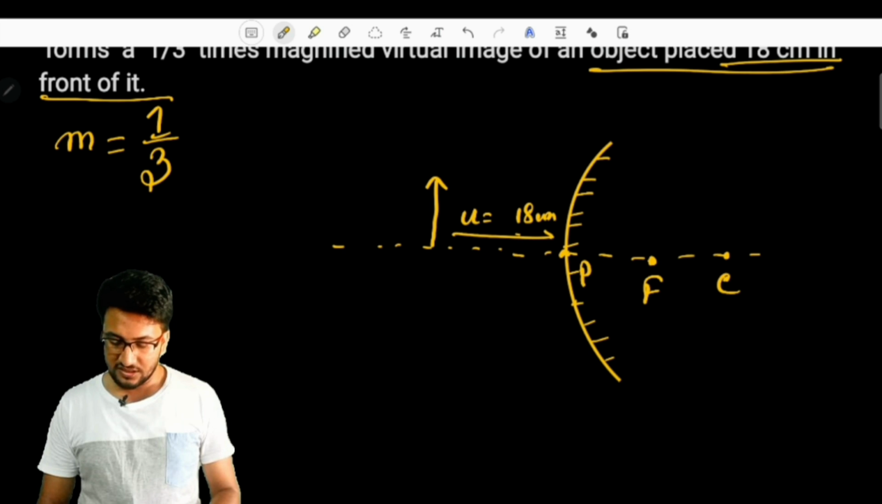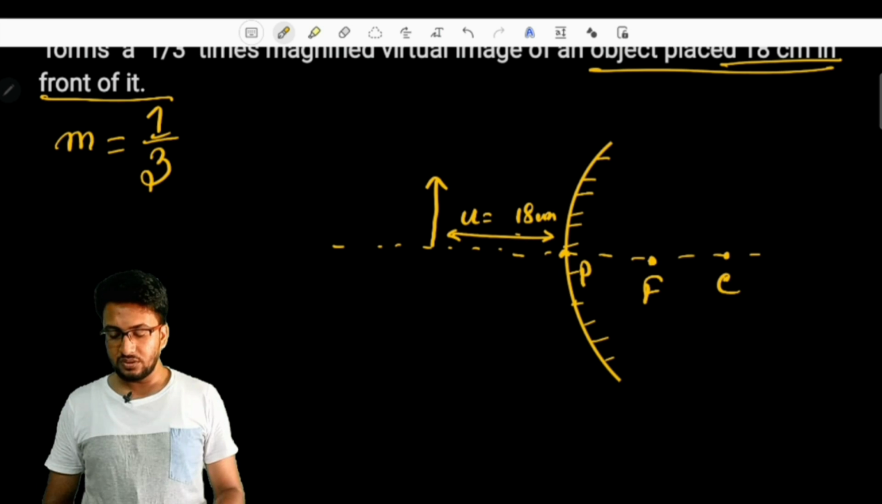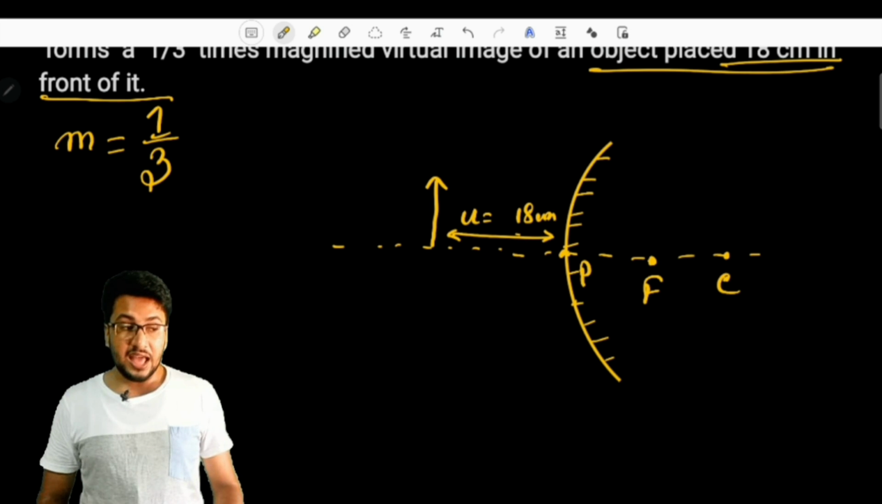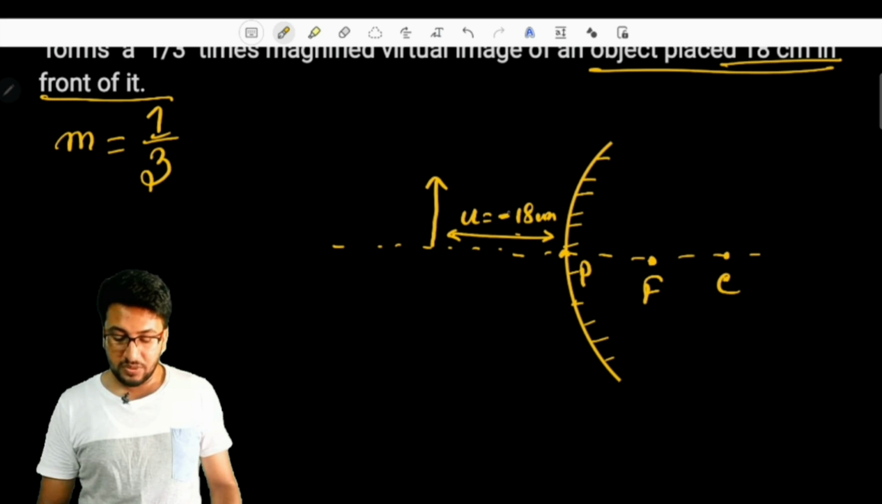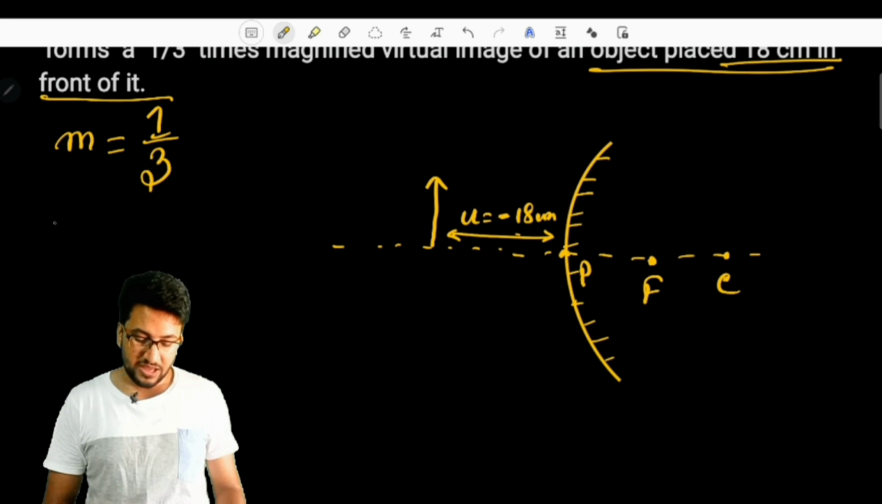It is already supplied, okay. u is equal to 18 centimeter, it is already supplied. And as the object distance is measured in the negative x-axis direction, that's why u will be negative as per sign convention. So as per the sign convention, u is equal to negative 18 centimeter. Fine.